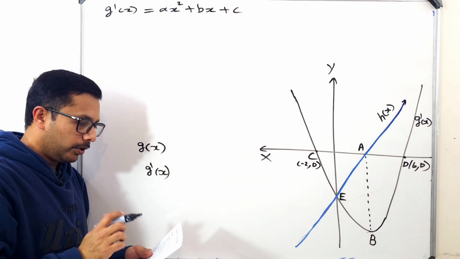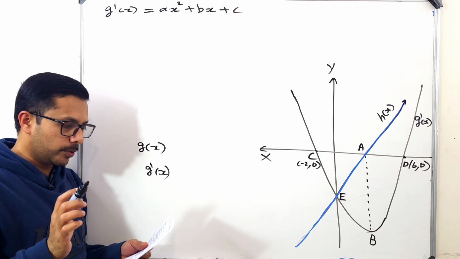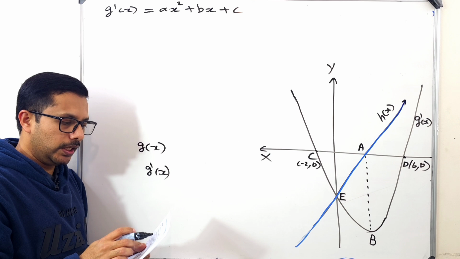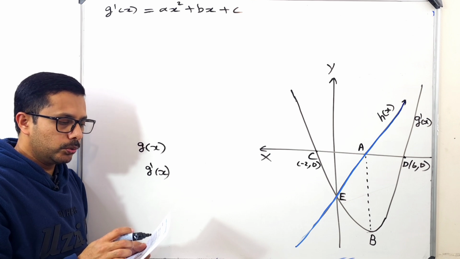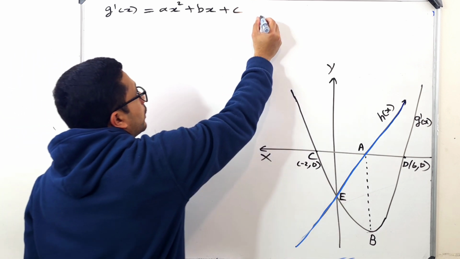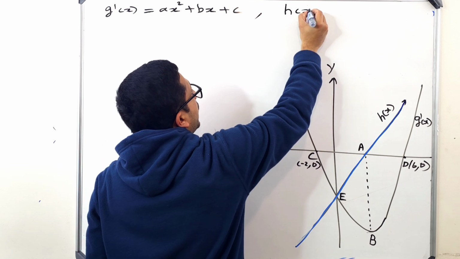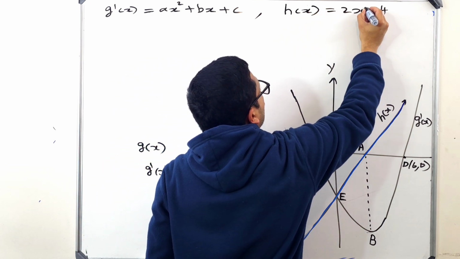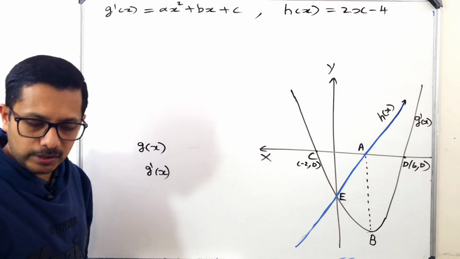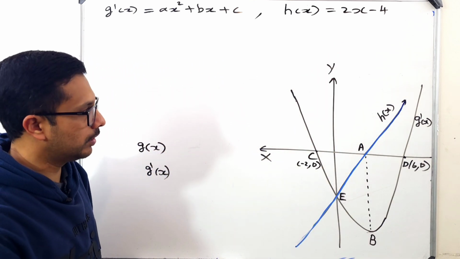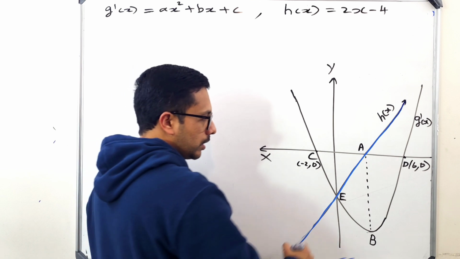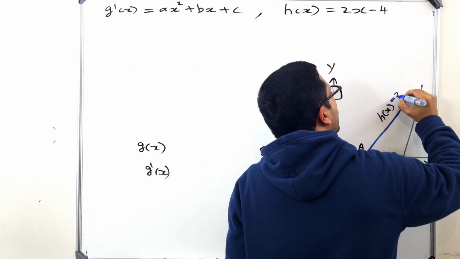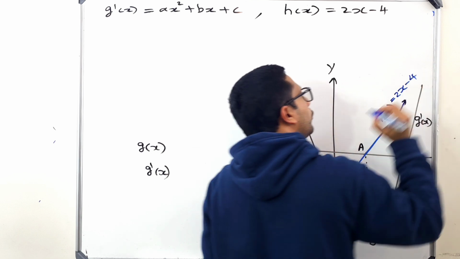Okay, now look at that sentence once more. Look at your question paper. The graph of g dash of x is equal to ax square plus bx plus c, and h of x is equal to 2x minus 4. So there is another function given, that is h of x, 2x minus 4, that is a straight line. Am I right? Okay, so the equation of this straight line is directly given. What is that one? 2x minus 4.